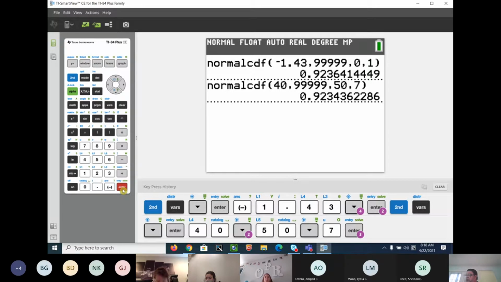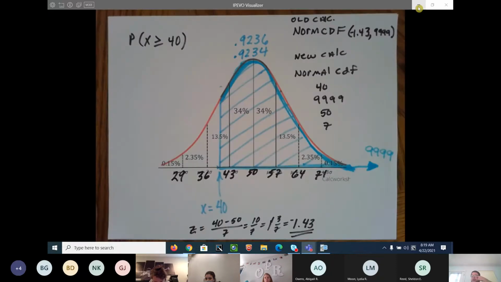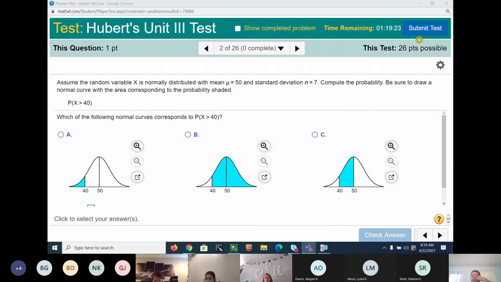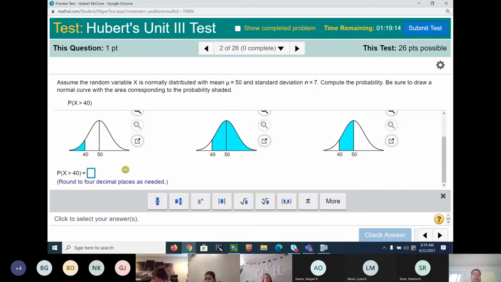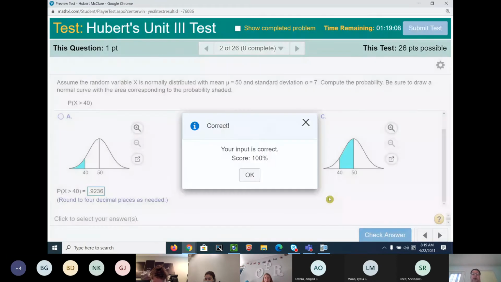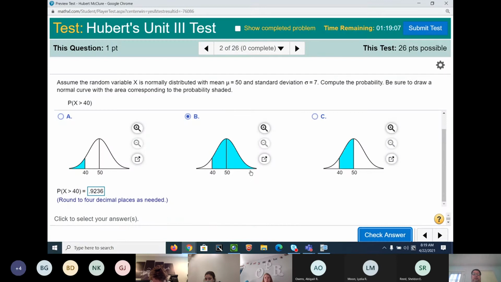Everybody good? And that is chapter 7 on the test, pretty much. And this one is an easier problem because it's only one part. And it's B as a drawing. I'm going to type in the old calculator, 0.9236. And we got that one correct. All right, next chapter 7 question.